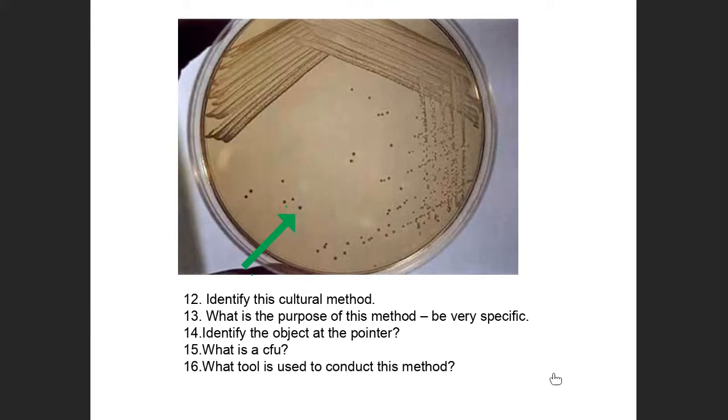What is the object at the pointer called? That is a colony. What is a CFU? Number 15, what is a CFU? That's a colony forming unit. And then what tool is used to conduct this method? And that would be an inoculating loop. You could just say loop, that would be fine. But if you said needle, then that's typically not going to be correct, right? The typical tool that's used here is an inoculating loop.